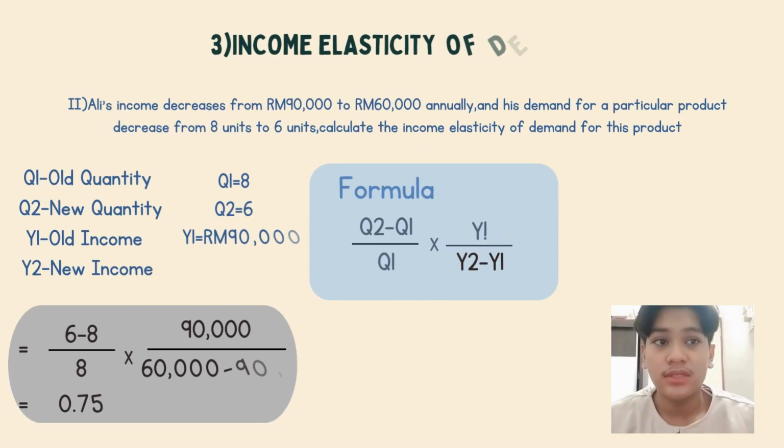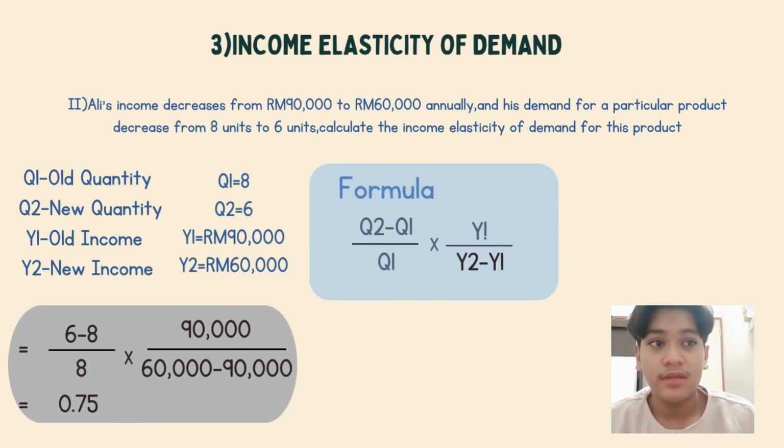The second question is, Ali's income decreased from 90,000 ringgit to 60,000 ringgit annually, and his demand for a particular product decreased from 8 units to 6 units. Calculate the income elasticity of demand for this product.